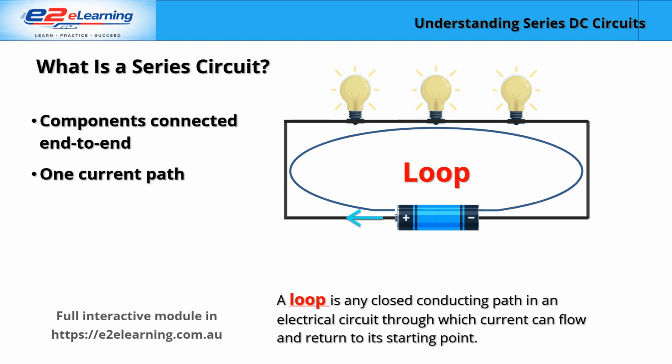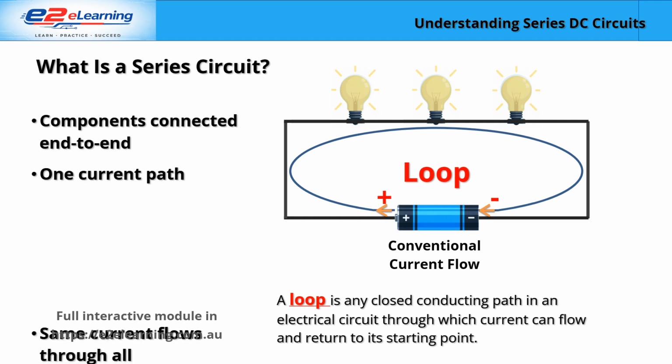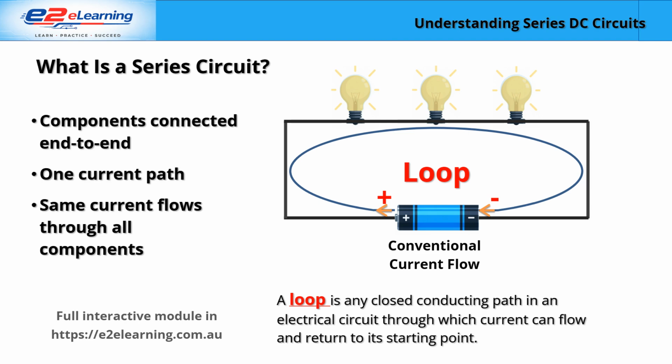There are no branches and no alternate routes. Current leaves the positive terminal of the voltage source, flows through each component in turn, and then returns to the negative terminal of the battery. In conventional current flow, we describe current as moving from positive to negative. For circuit analysis and industry practice, we always use conventional current direction. Because there is only one path available, the same current must flow through every component in the circuit. The current cannot split or change between components. It is identical at every point in the loop.